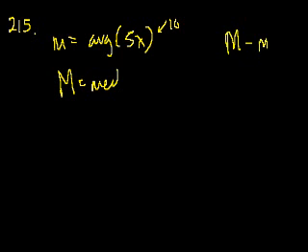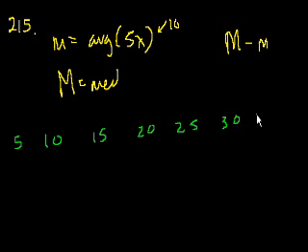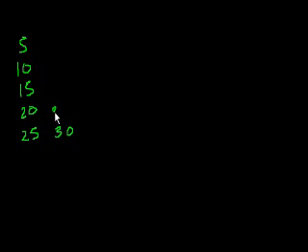So let's just write them out. I think that's the simplest way to do it. First 10 positive multiples of 5. Right, so we won't count 0. 5, 10, 15, 20, 25, 30, 35. Actually, let me write it in a different way. I know this is a little confusing. So this is 5, 10, 15, 20, 25, 30, 35, 40, 45, and 50.